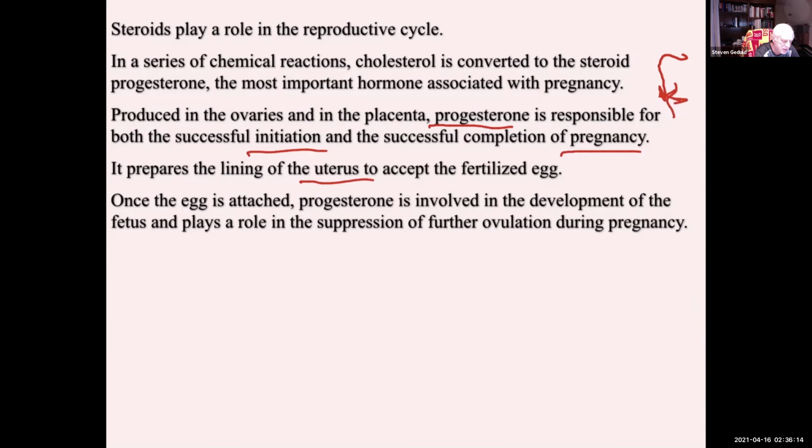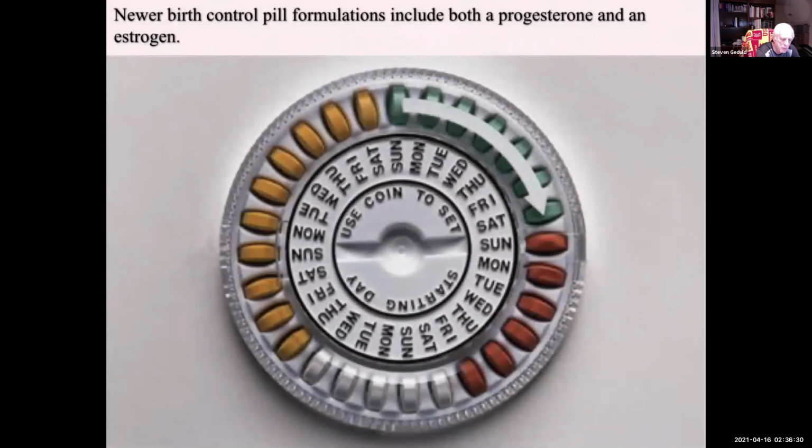Once the egg is attached, progesterone then stops more eggs from being released from the ovary. So it stops further ovulation during pregnancy. That's why you don't have a period during pregnancy, because of progesterone being produced. Newer birth control formulations include both progesterone and estrogen. So the new ones contain both steroids.